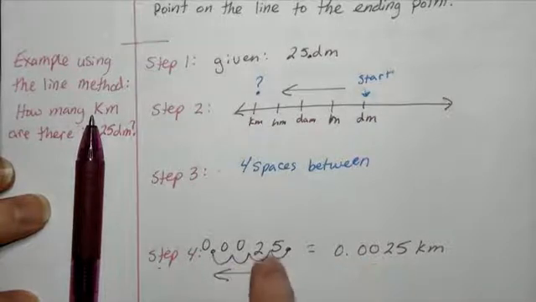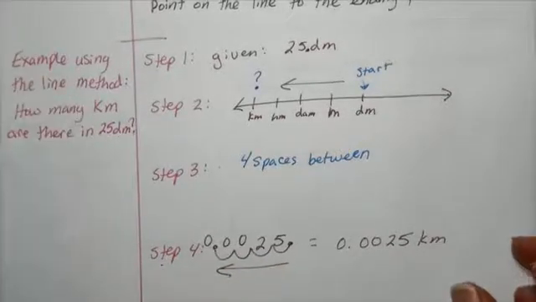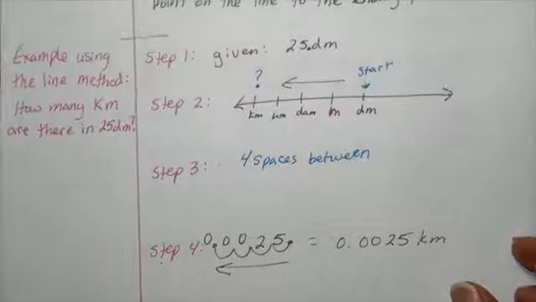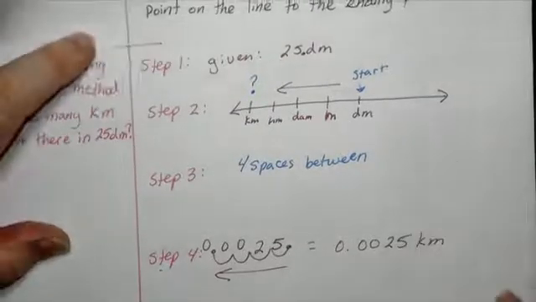If you went the other direction and you said that there are 25,000 or something kilometers in 25 decimeters, then you know that you got it wrong, because you're saying there's 25 huge things in 25 of these little tiny things. All right? So just pay attention to your answer, and that will help you know that you got it right.